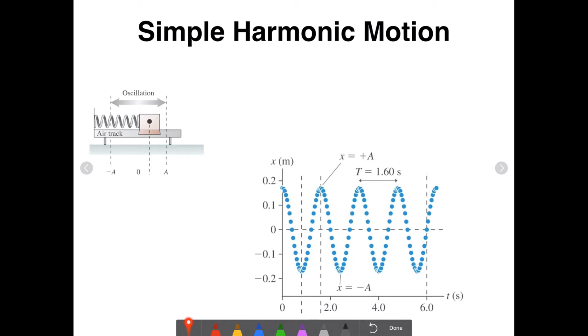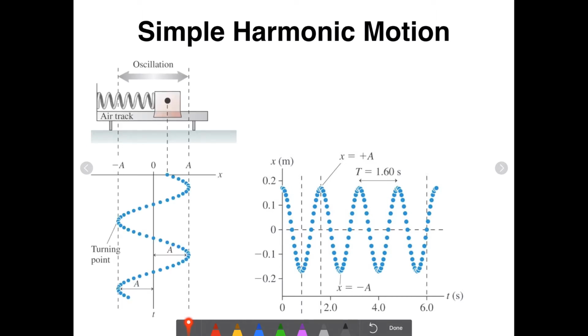and the period here is the distance from peak to peak, or from any identical point to another identical point. So from here to here could be 1.6 seconds, that's a period. From here to here is 1.6 seconds, that's a period. Okay, so anytime you get back to the same point you were at the beginning, that's what you consider to be the period.